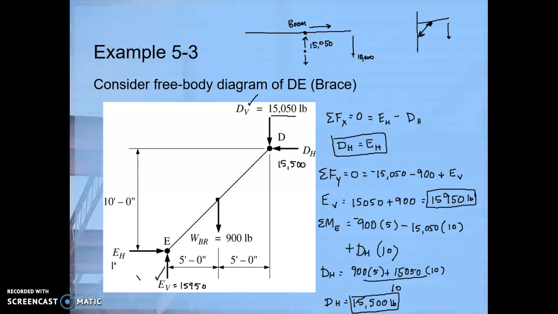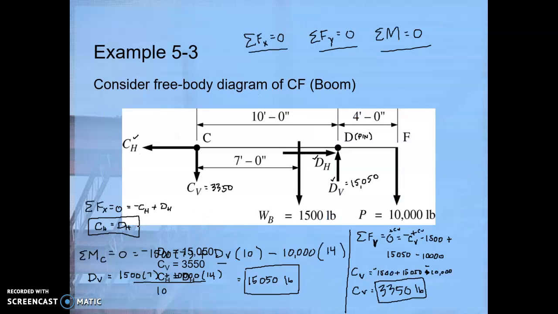That means EH is also 15,500 pounds. And if we go back to the boom, that means that CH was also 15,500 pounds, because we had said earlier that DH and CH are equal to each other. So this is the point where we finally found that key piece of information, and then we can circle back to the boom. We left this just saying that these two things were equal to each other, but we didn't know what they were. Well, now we do. 15,500. And DH here, 15,500. So now we know.